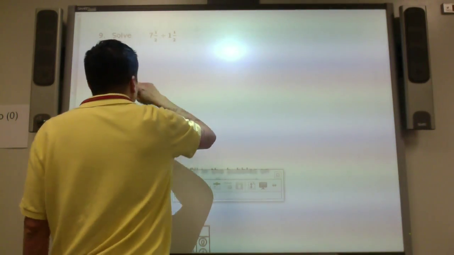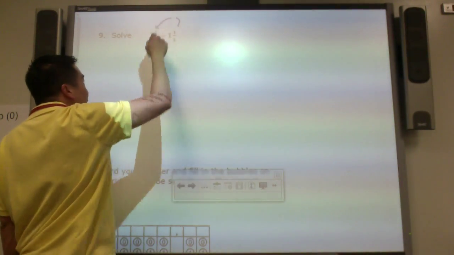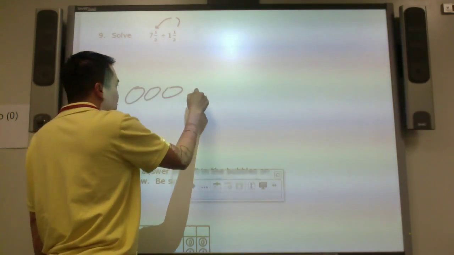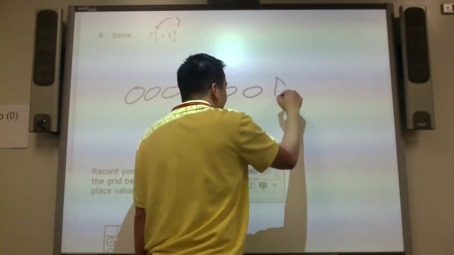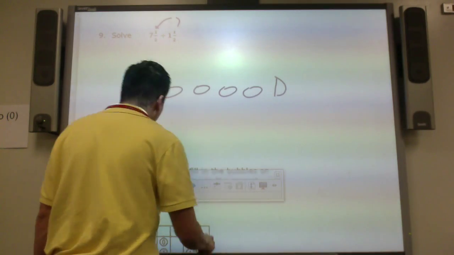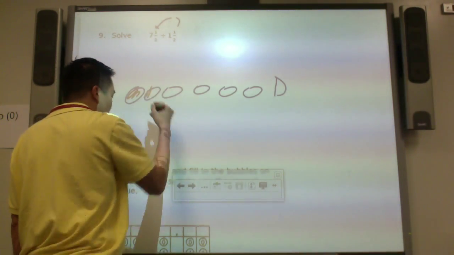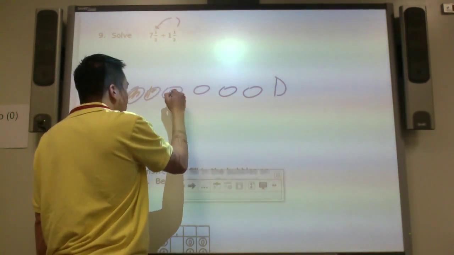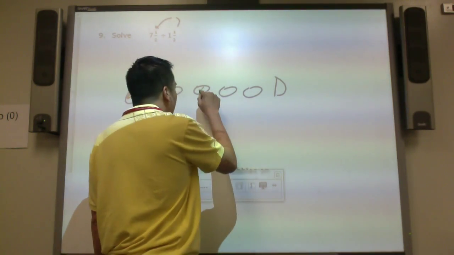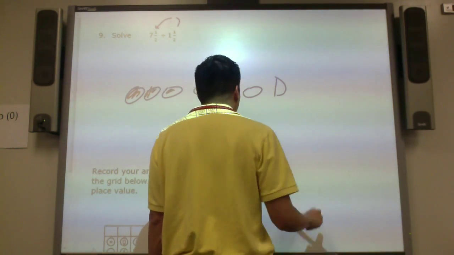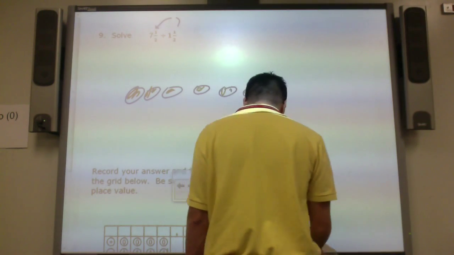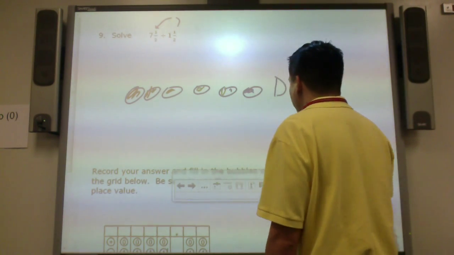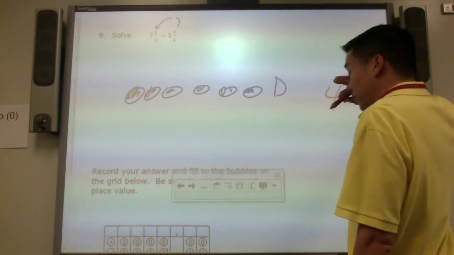Solve this. 7.5 divided by 1.5. How many groups of 1.5? If you want to, you can do it with pictures. Here's 7.5. How many groups of 1.5? 1 group, 2 groups, 3 groups, 4 groups. So I know it's going to be 4.